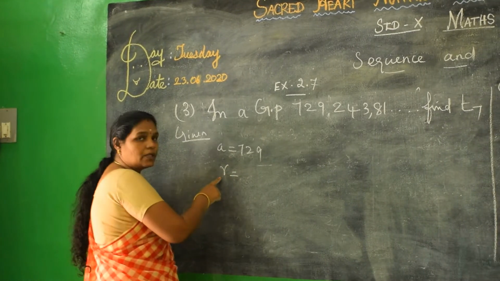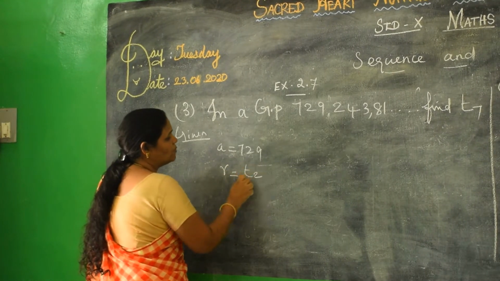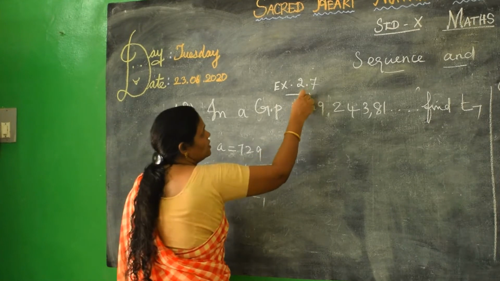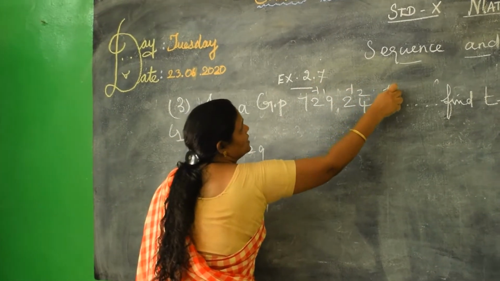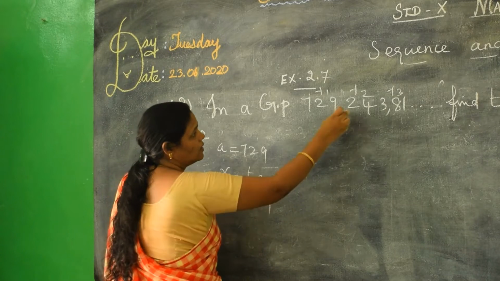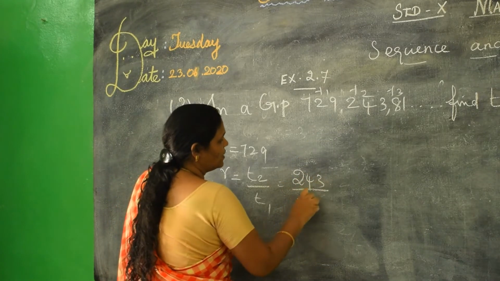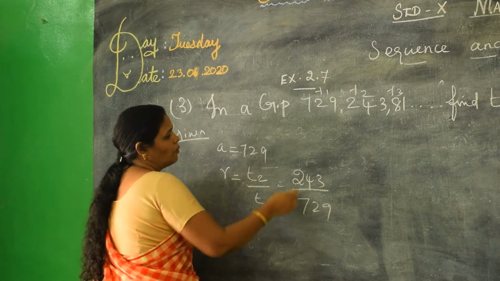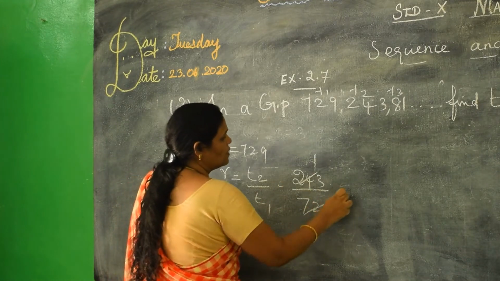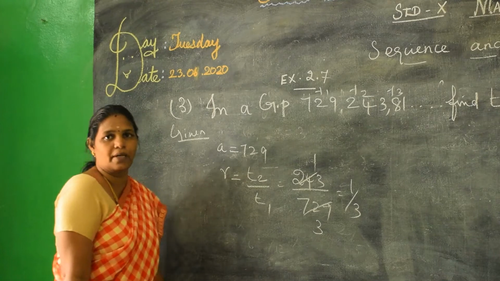So how will we find out the common ratio? The formula is T2 by T1. So this is T1, this is T2 and this is T3. T2 here is 243 by 729. So 1 time, 3 times. So your common ratio is 1 by 3.